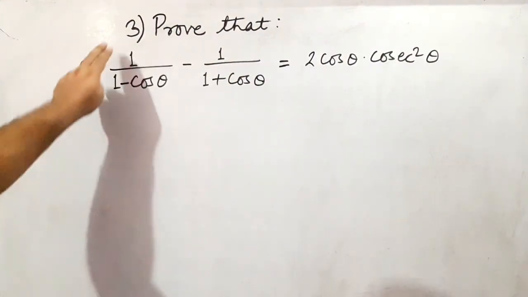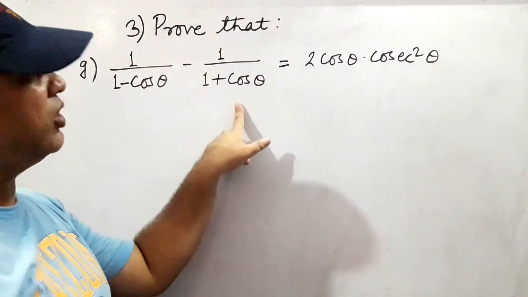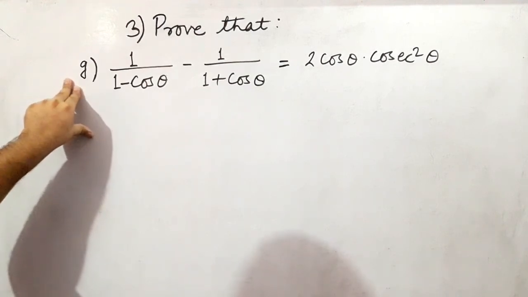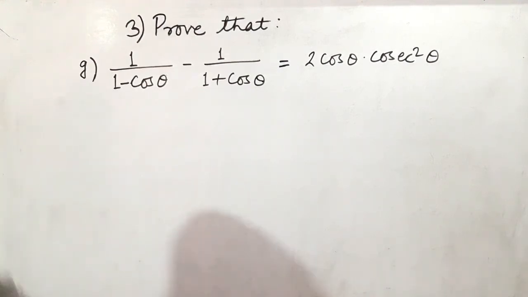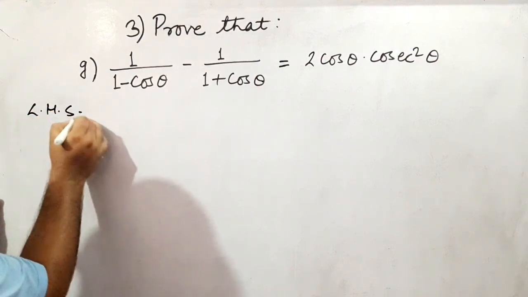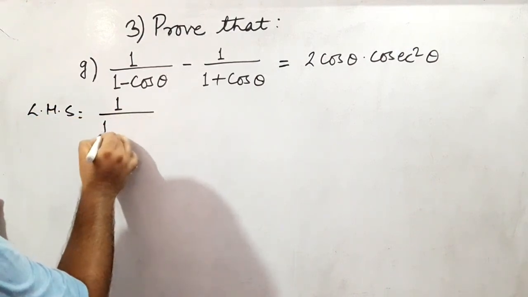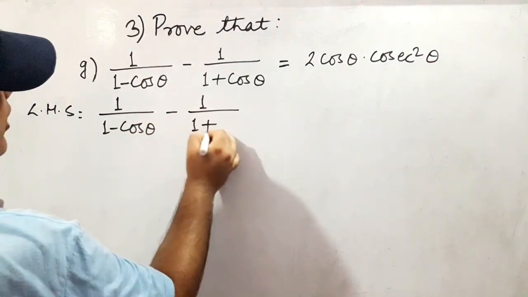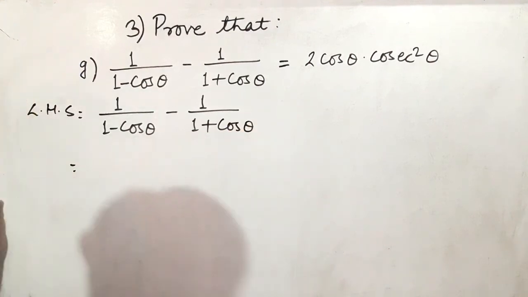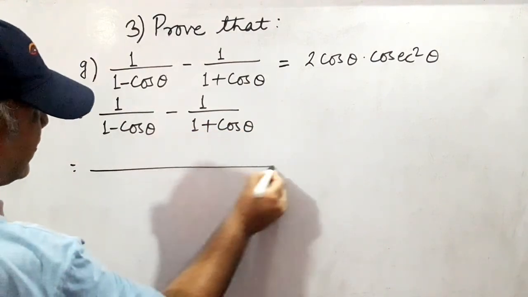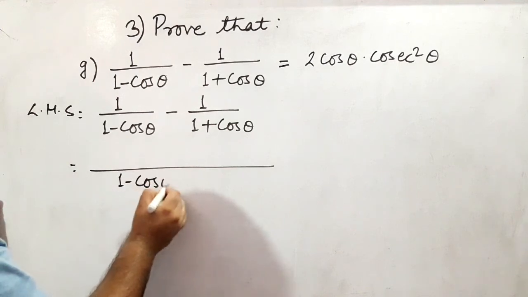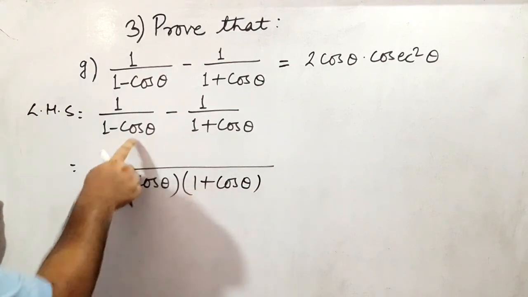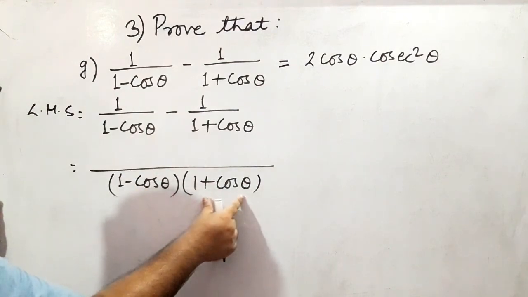The next question, 1 by 1 minus cos theta minus 1 by 1 plus cos theta equals 2 cos theta into cosec square theta. This question is similar to question number E, that is, the process is the same. So taking the left hand side, 1 by 1 minus cos theta minus 1 by 1 plus cos theta, taking the LCM of both expressions, 1 minus cos theta into 1 plus cos theta. This expression gets cancelled. The remaining expression is 1 plus cos theta.